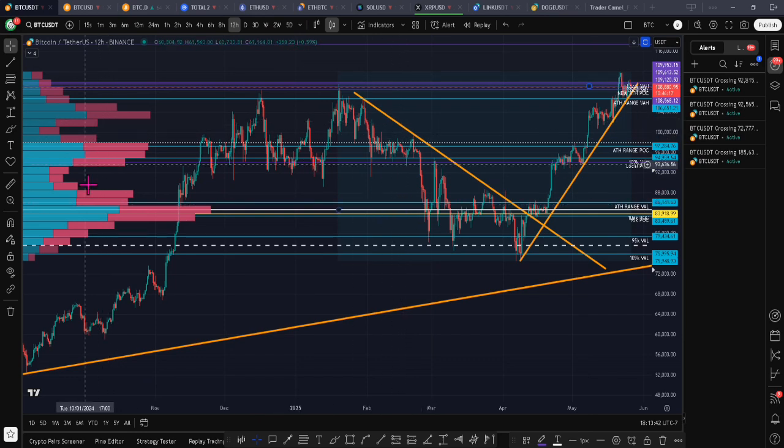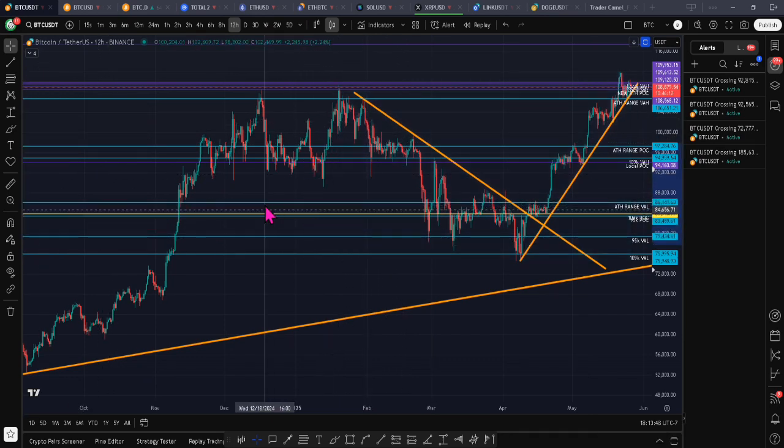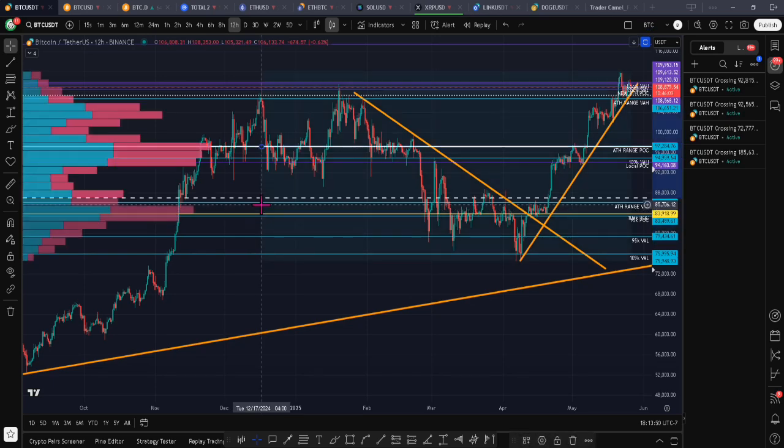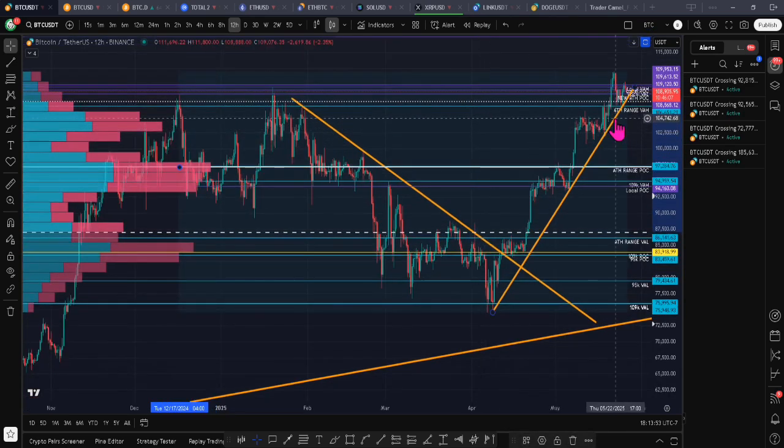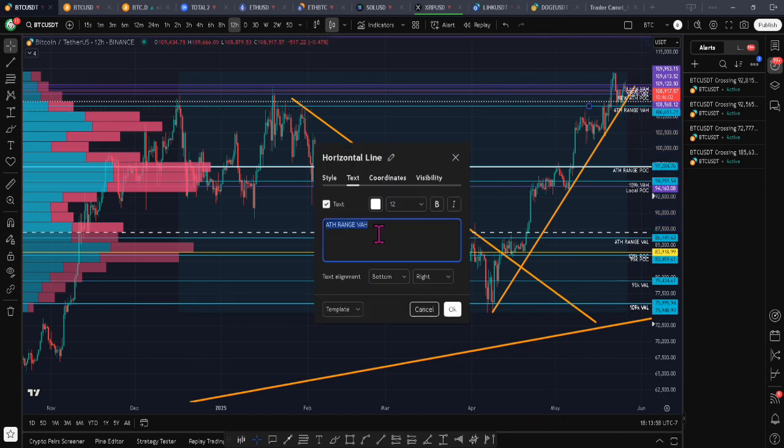What we're going to do is, okay, so that's the 109 range. Let's pull it back. I mislabeled it. So pretty much that's what it is. It's the old all-time high range, so we're going to change that. Old all-time high range.